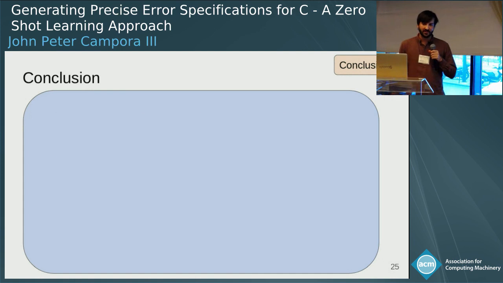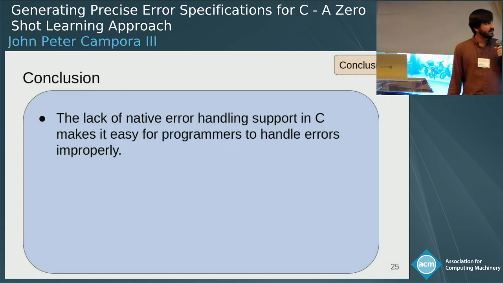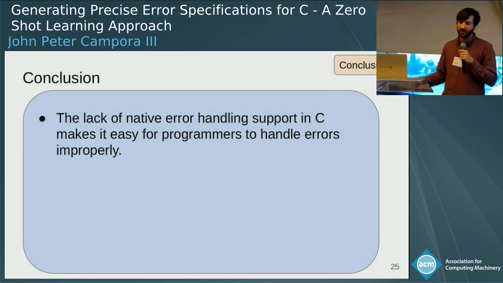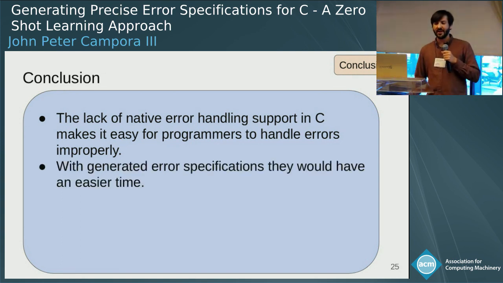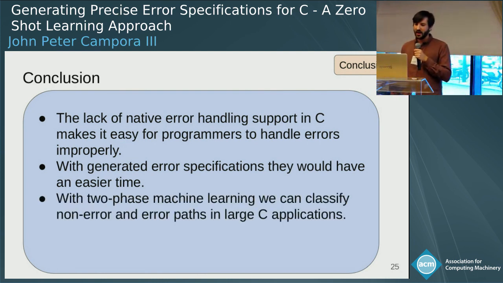So just to conclude, the lack of native error handling support in C makes it easy for programmers to handle errors improperly. If I don't check for very specific negative integer values, I might cause a bug in my code. With generated error specifications, I can give you some documentation ahead of time to check against, so you can say, okay, I'm actually writing my code correctly, and I'm cleaning things up based on these error codes. With two-phase machine learning, we were able to really classify non-error versus error paths in large C applications, things like the kernel.